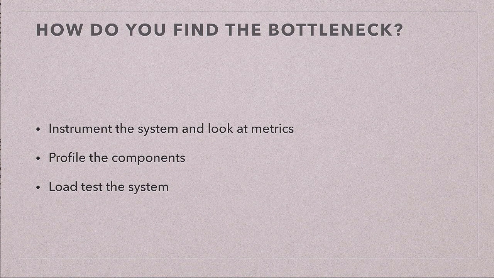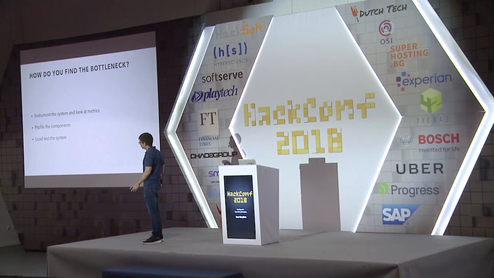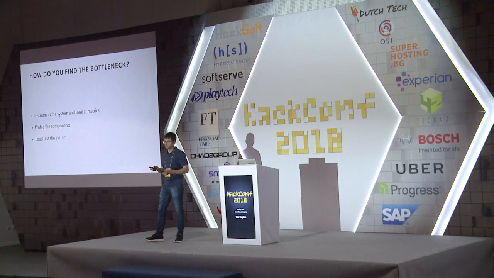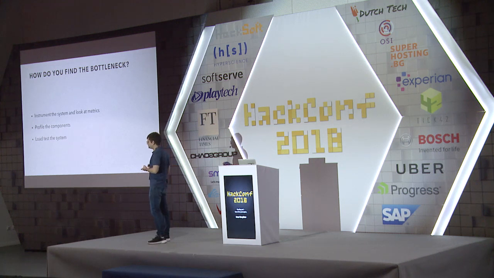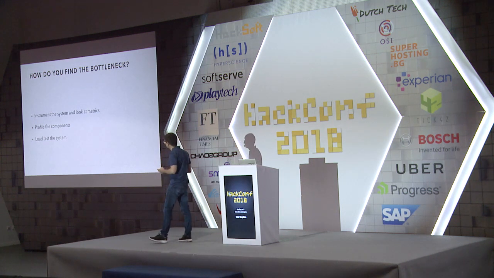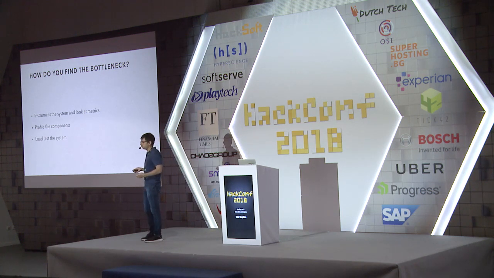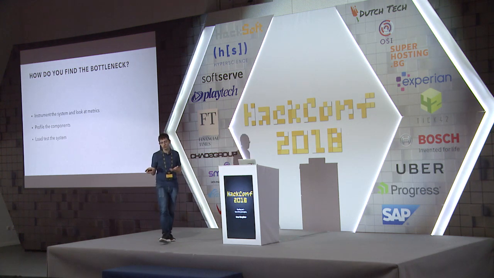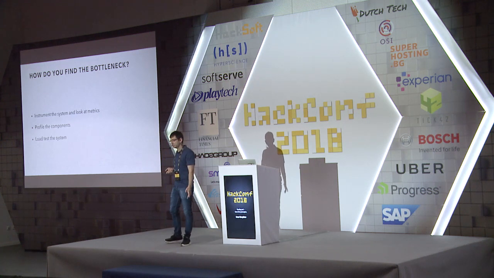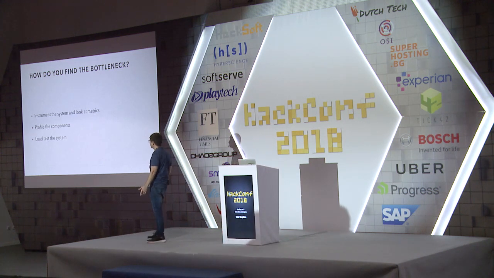Well, a few things you can do. You should instrument the system very aggressively and look at the metrics. Looking at the metrics is something that I tried to show here. We would see some patterns in them, and we can use those patterns to find the bottleneck and realize what's slow and why it's slow. Next, you can profile the components.